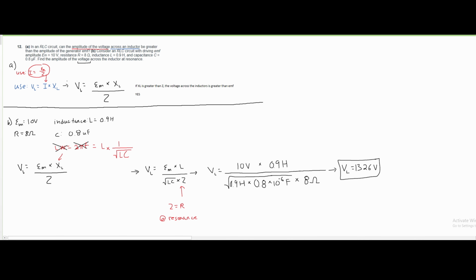Then after this, we found the amplitude of the voltage across the inductor at resonance. We wrote down the values that we were given. We wrote down this formula, and we filled in our X of L using L times omega, which we rewrote as 1 over square root of LC. We plugged these values back in and got this formula. We said at resonance, Z is equal to R, so we were able to substitute in our Z for our R value, which was 8 ohms. And then we plugged everything into our calculator right here and got our answer.